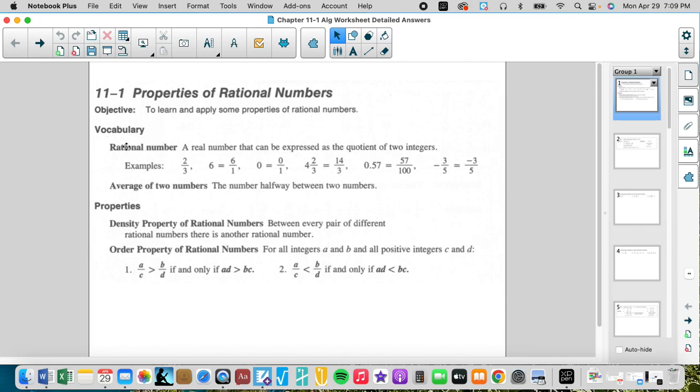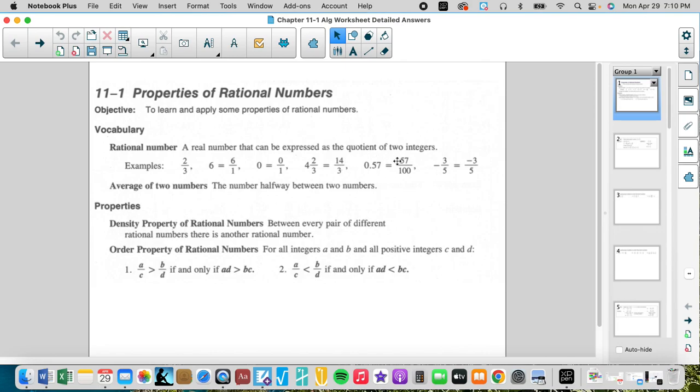We see the first vocabulary here. A rational number is a real number that can be expressed as a quotient of two integers. So if I can write it as a fraction, then it's considered a rational number. And the numerator and denominator are integers. Integers are whole numbers and their negatives. So 2 over 3 can be expressed as a fraction. 6 is 6 over 1. 0 is 0 over 1. A mixed number can be expressed as an improper fraction.